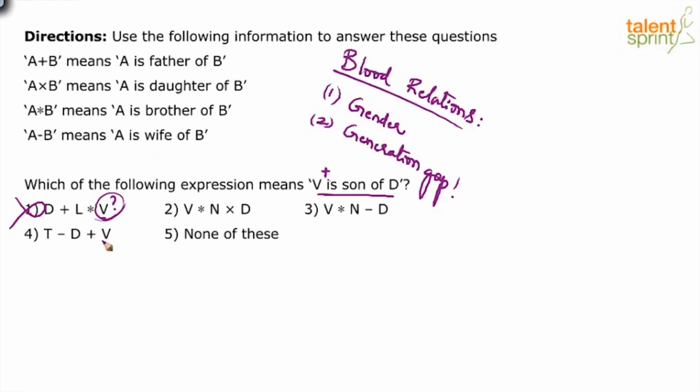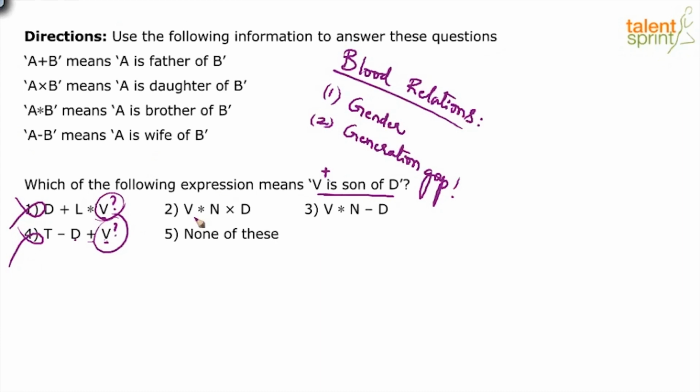Similarly, when you look at option 4, see what happens. V is at the end. Look at the relationship plus D plus V. Plus means what? Father. D is the father of V, but is V the son or daughter is not known to us. So basically gender of V is not known to us. But we very clearly want the gender of V to be a male person. V should be the son, so gender has to be male. But here in option 4, gender is not known. So option 1 and 4 are directly eliminated if you go by that smart logic, right?